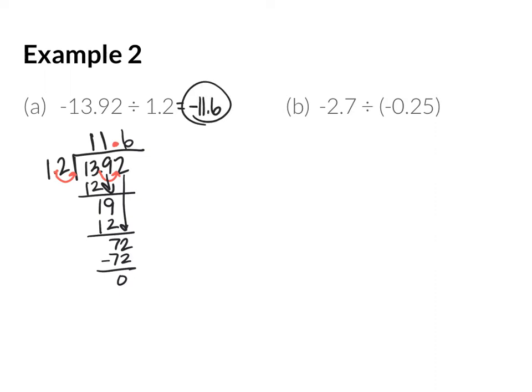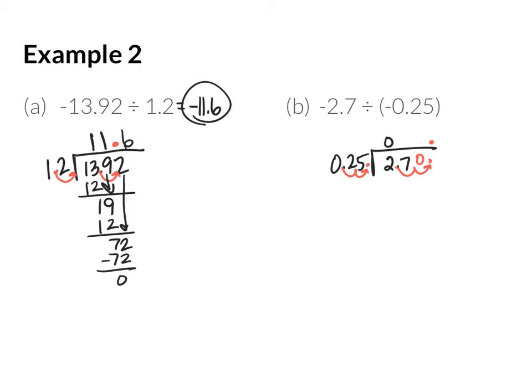11.6. For B, again, my first number goes on the inside, 2.7. And my second number goes on the outside, 0.25. I'm going to move my decimal so I have a whole number on the outside. So that means I multiplied it by 100 to get it here, which means I multiply this number by 100 to keep my equation equivalent, or to keep my expression equivalent.